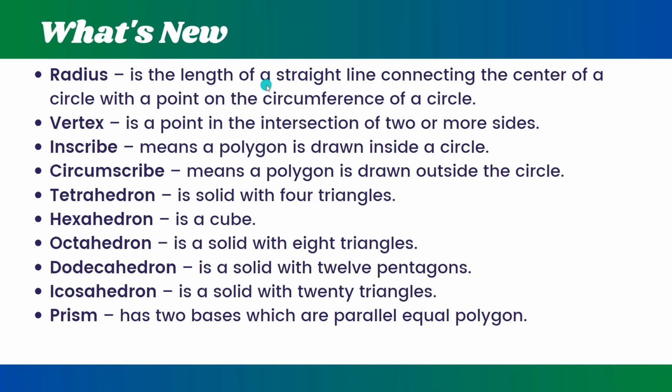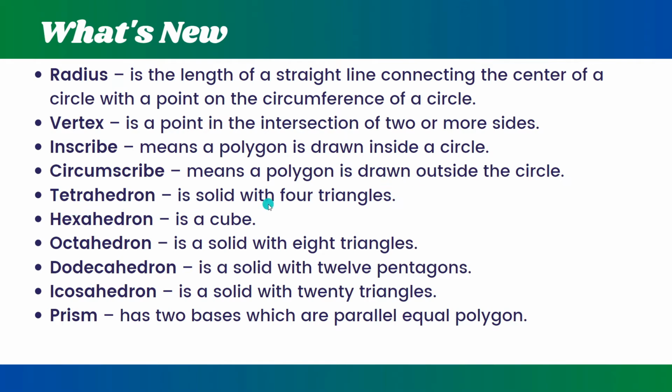Radius is the length of the straight line connecting the center of a circle with a point on the circumference of a circle. Vertex is a point in the intersection of 2 or more sides. Inscribe means a polygon is drawn inside a circle. Circumscribe means a polygon is drawn outside the circle.